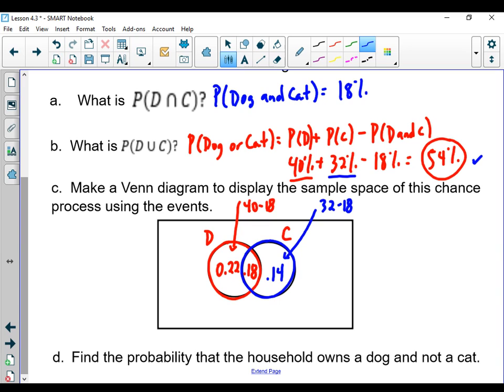But I want the entire sample space. So I still have to account for what's left if I took that away from 1. So 1 minus 0.54 is 0.46. And that goes on the outside, because I always want those values to add up to 1. And that would be my Venn diagram.